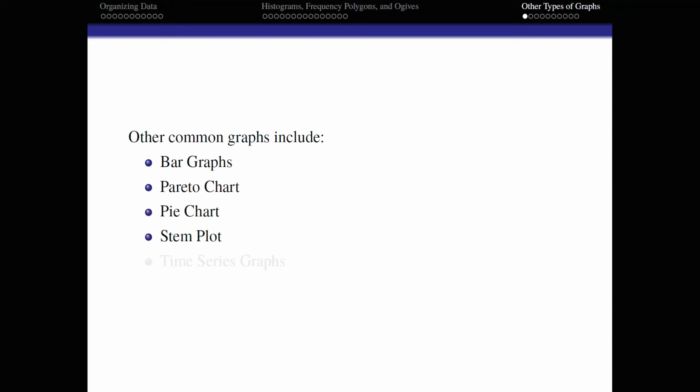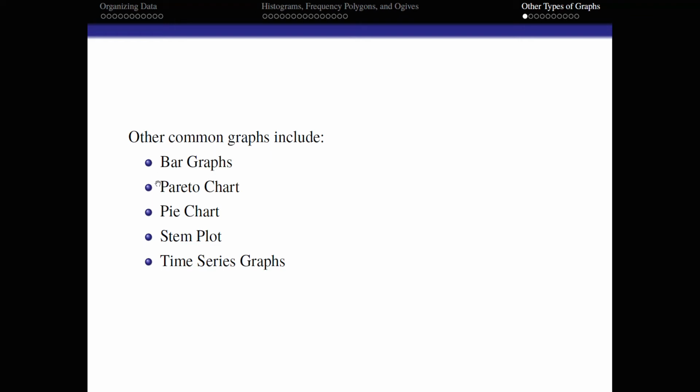In this video, we'll finish up our graphing chapter by discussing some other types of graphs that you'll sometimes see. Some of these graphs include bar graphs, Pareto charts, pie charts, stem plots, and time series graphs.